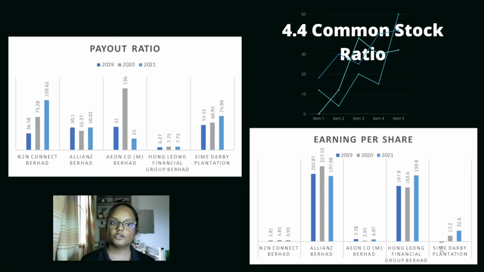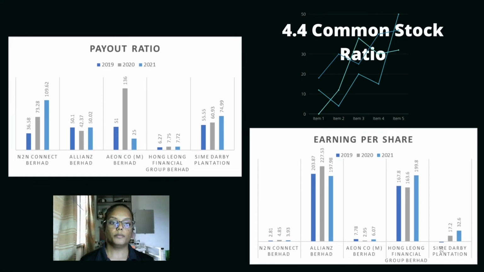Despite the ratio fluctuating between 2019 and 2021, Alliance Berhad continued to operate well, and the ratio did not show a significant difference because the volatility only represented a tiny fraction of the total. The earning per share for Aeon Company Berhad had the same pattern, declining from 2019 to 2020 before increasing in 2021. However, Sime Plantation's profits per share rose from 2019, which was negative 0.29, to 2021, which is 32.6.